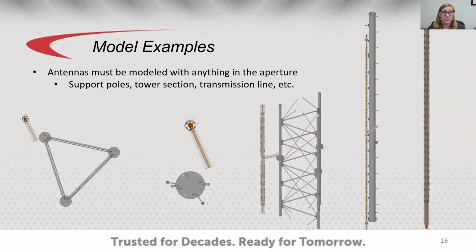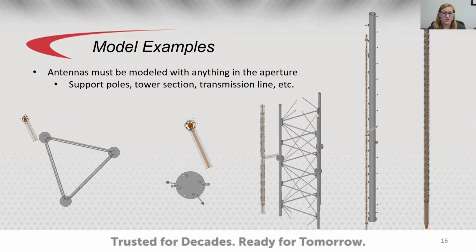Here we have a few example models in HFSS. Top-down views are on the left, while isometric views of the antennas are on the right. Top-mount antennas are relatively simple. The model consists of only the antenna components as seen on the far right.